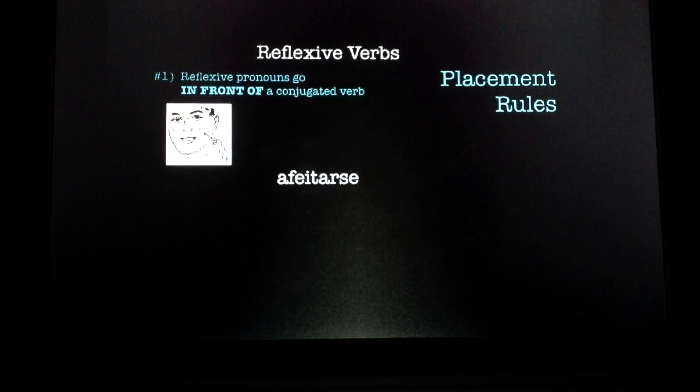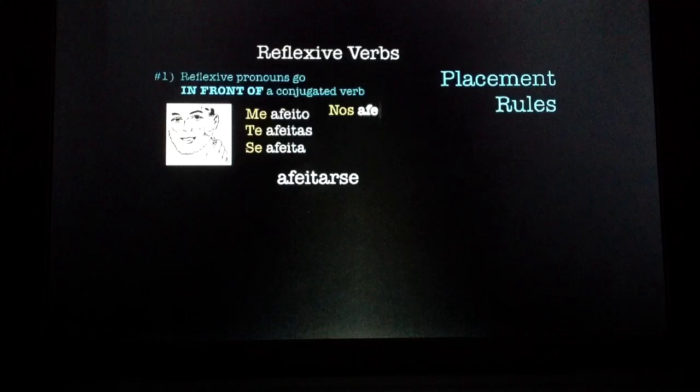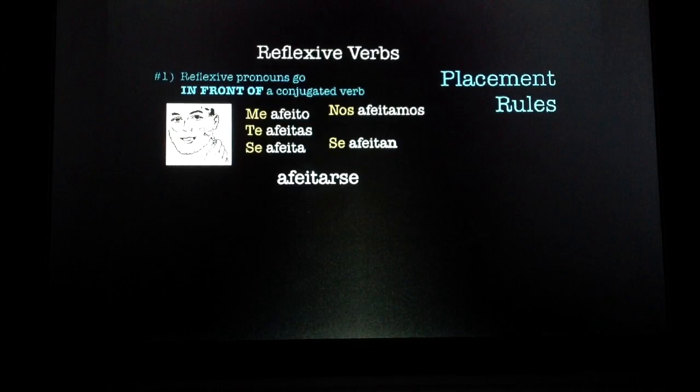For example, if we wanted to take afeitarse, to shave, we know that we have to conjugate afeitar. It's a regular AR verb, and that se is going to change, but it goes in front of the conjugated verb. So we say me afeito, te afeitas, se afeita, nos afeitamos, and se afeitan.